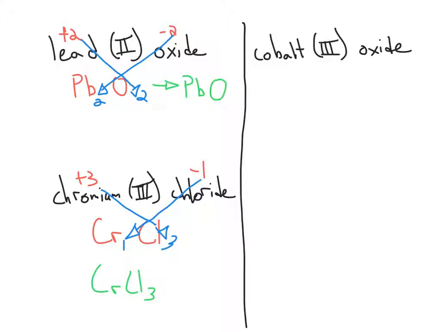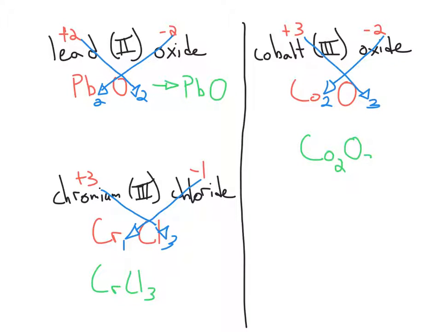Lastly, we have cobalt(III) oxide, so +3. Oxygen has a charge of -2. So we have Co for cobalt, O for oxygen, crisscross. 3 is going to go with the oxygen, 2 is going to go with the cobalt, and when we rewrite it to clean it up, we've got Co2O3.